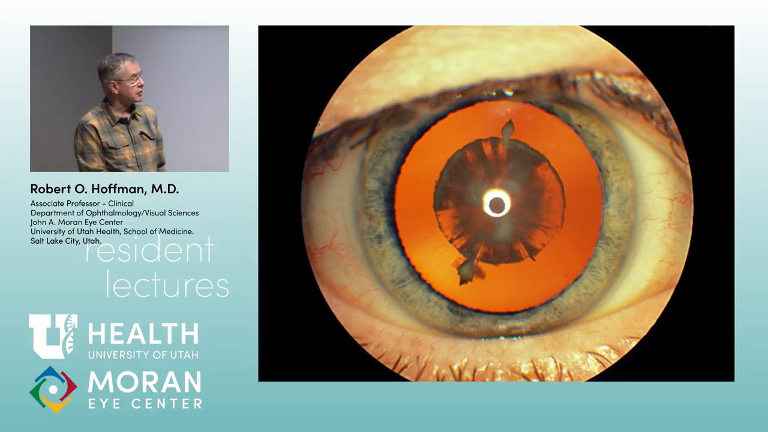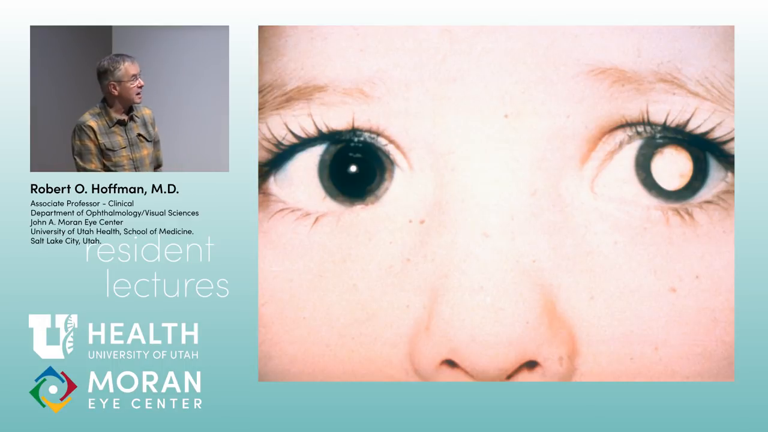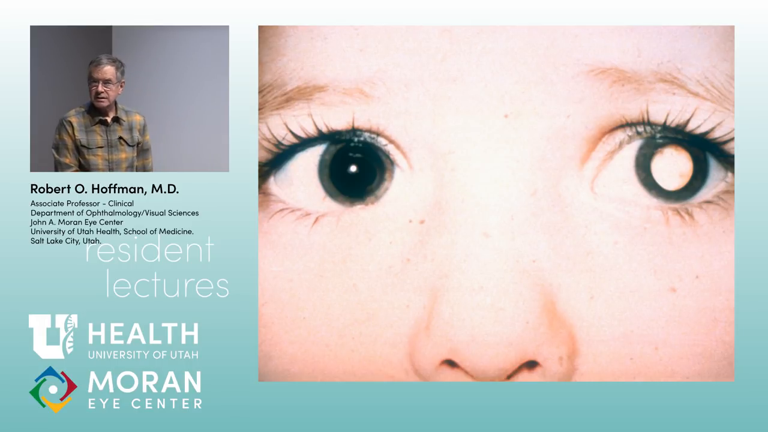This is a pretty picture. This is one of twins I took care of with these beautiful lens opacities. This kid, they'll show you one of these. Those are blood vessels in this white thing up against the back. The technical term for this appearance is what? Leukocoria. What does this kid have?